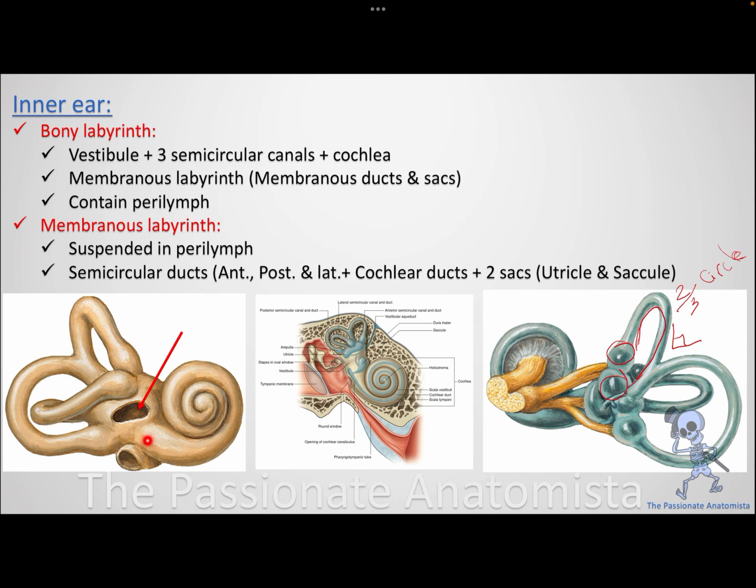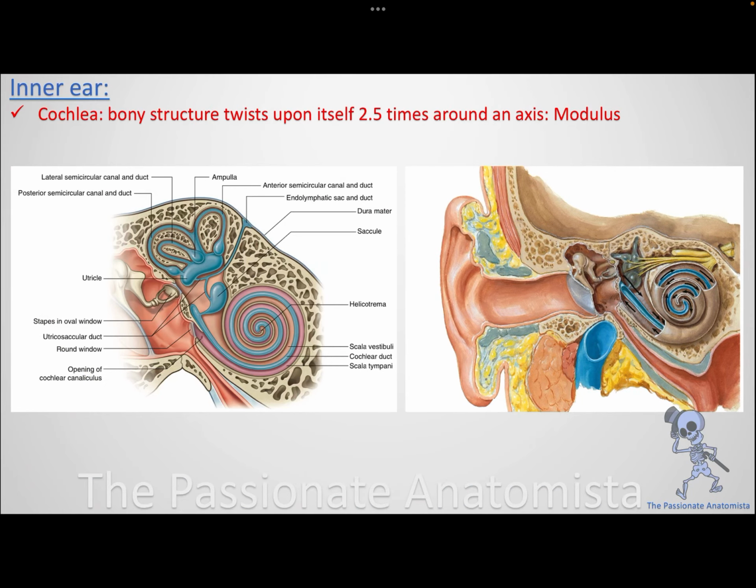Now, again, this is the oval window in the vestibule, and this is the round window at the end of the cochlea, as we transmit the sound all the way through the cochlea. Let's move on. Here we have the same thing. The cochlea is a bony structure that twists upon itself around an axis, and that axis is actually your modiolus, and we're going to talk about that as we proceed.